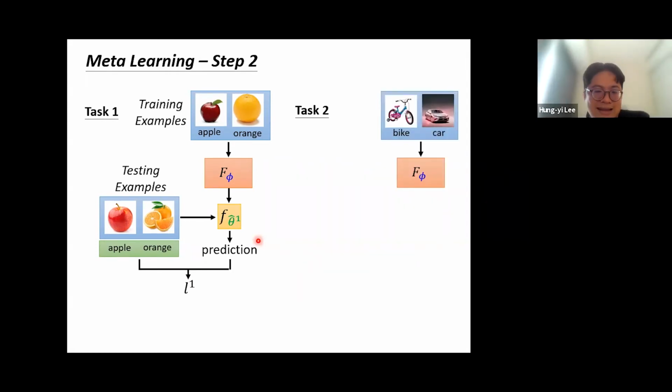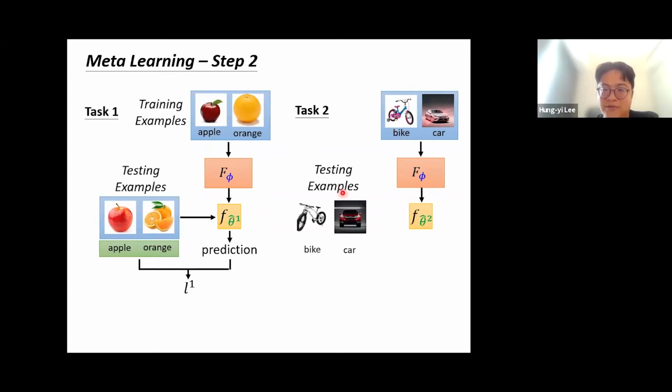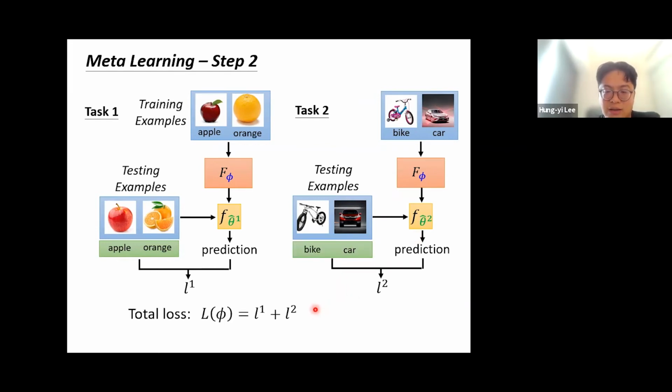Considering only one task is not sufficient. You have to evaluate your learning algorithm on many different tasks. So you also take out your task 2. Task 2 is bike and car classification. Then you have F theta, and you use F theta and your training data to obtain a classifier F theta hat 2. You have testing examples for task 2, and you use them to evaluate F theta hat 2. You compute the difference between prediction and the ground truth. Then you have L2. Then you sum over L1 and L2 to form your capital L to represent how good a learning algorithm is. And usually you have many different tasks, so you sum over all the different tasks.